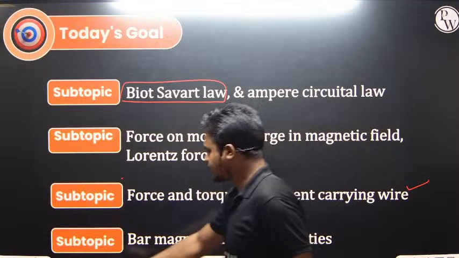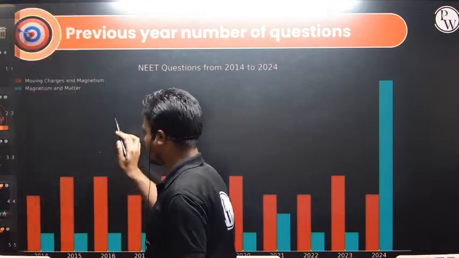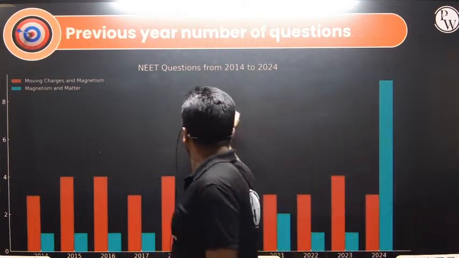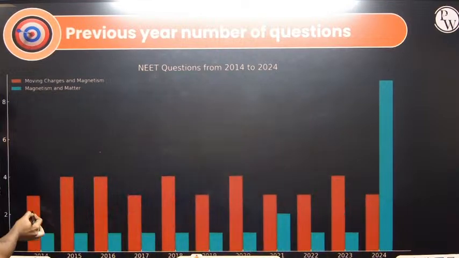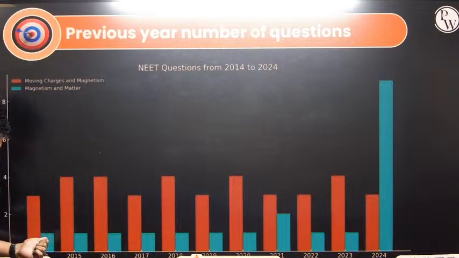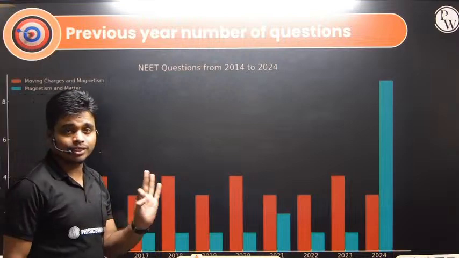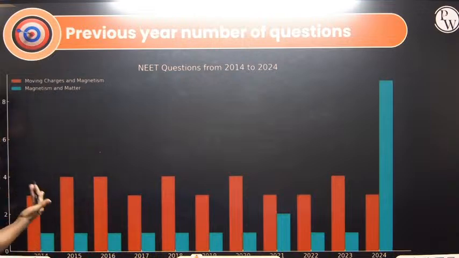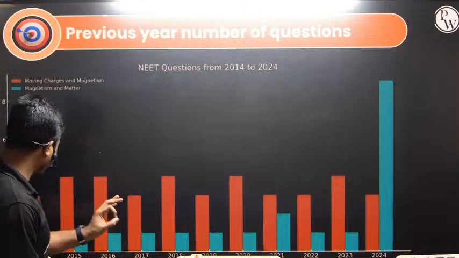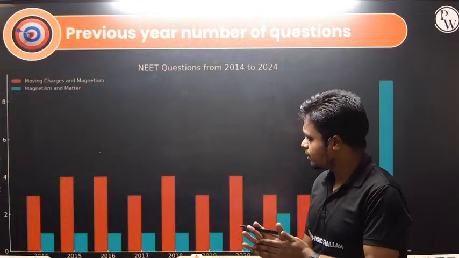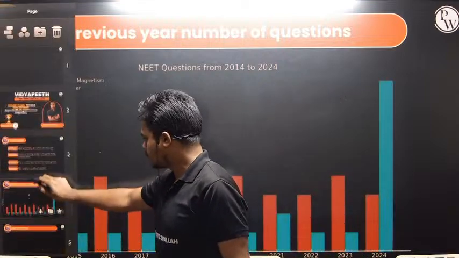Let's check the weightage for this particular chapter. These are NEET questions from 2014 to 2024. The orange color represents moving charges and magnetism, and the blue color represents magnetism and matter, where we discuss bar magnets and their properties. On an average, we can expect together from these two chapters 3 to 4 questions in NEET. So let us start.